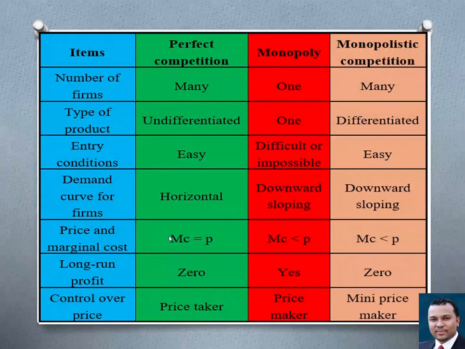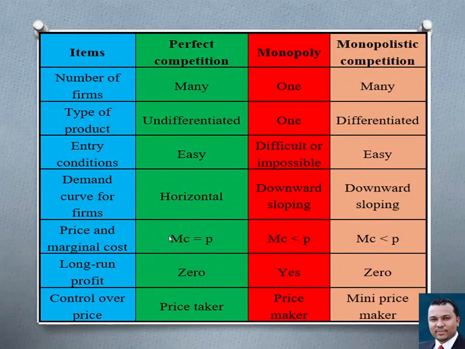Type of product. In case of perfect competition, undifferentiated, or close substitutes. In case of monopoly, one product. In case of monopolistic competition, differentiated. Entry condition, entry or exit of the market. In case of perfect competition and monopolistic competition, easy, no barriers to enter or exit the market. But in case of monopoly, natural barriers, or it is difficult to enter this market.